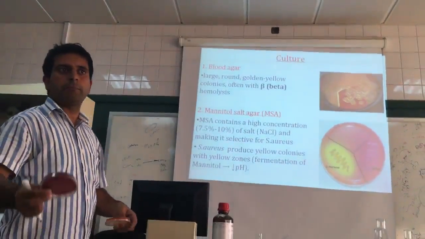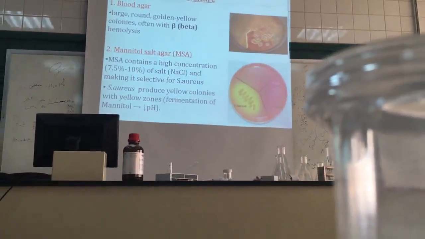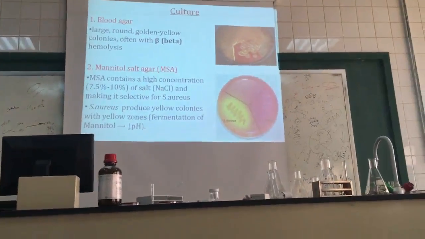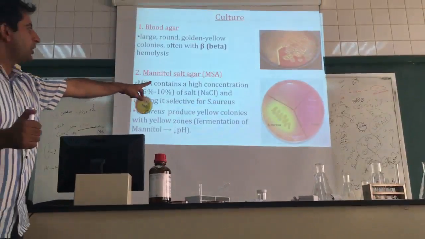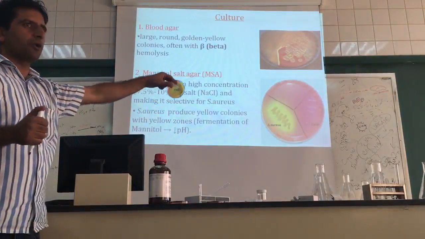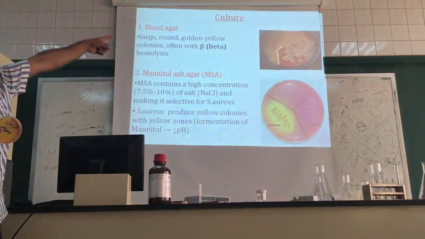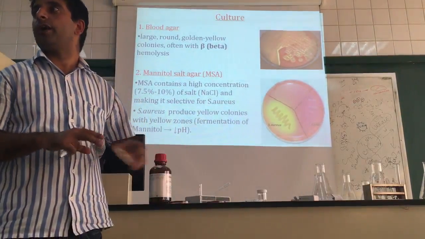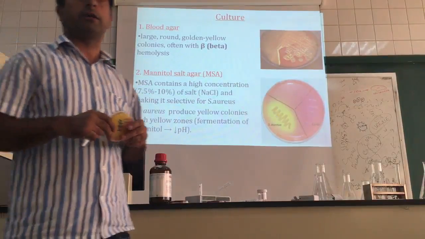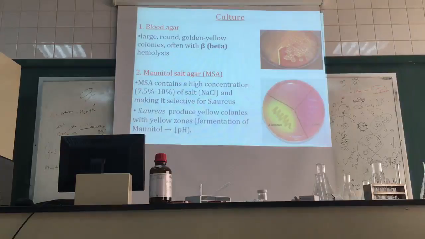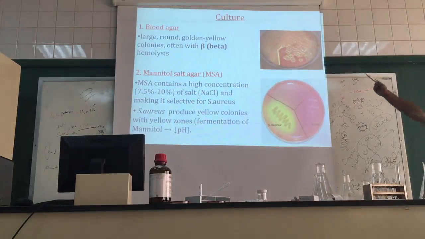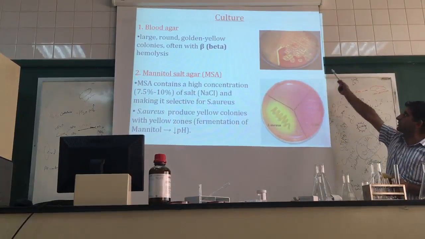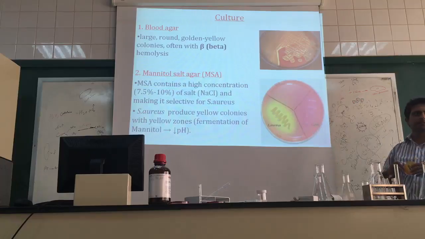If you grow Staph aureus on mannitol salt agar, the colonies will be yellow. It produces yellow colonies. Now tell me, what is the difference between yellow in the blood agar and yellow in the mannitol? In the blood, it produces yellow colonies. On the mannitol, it produces yellow colonies. What is the difference here? Is the yellow the same or different?